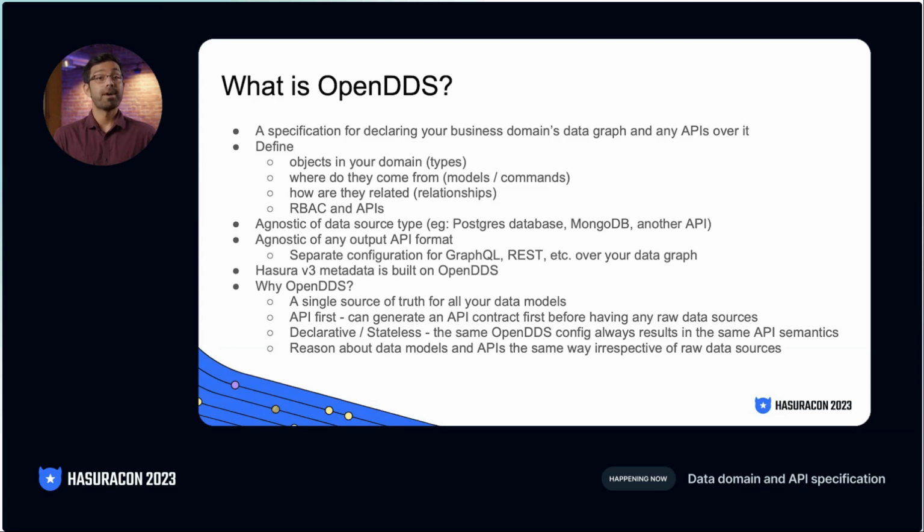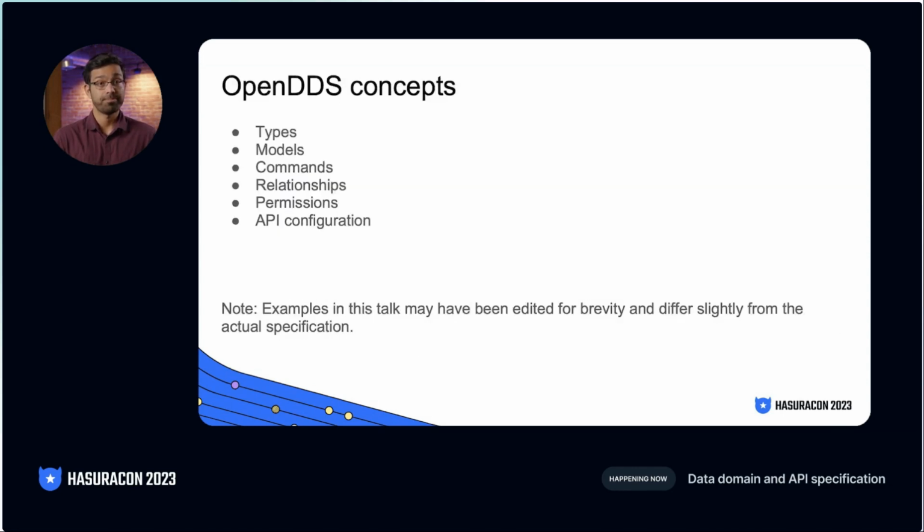But what is the benefit of OpenDDS? Well, OpenDDS acts as a single source of truth for all your data. It is API or model first. That is, you can reason about your data models and API contracts independent of your actual databases. As a result, OpenDDS, and by extension the metadata for Hasura version 3, is also completely stateless. The same metadata configuration will always result in the same API contract and the same Hasura semantics, even if your underlying data sources have completely changed.